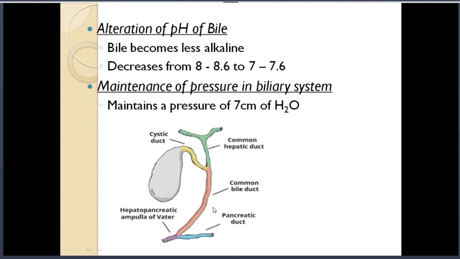So if we clamp the common bile duct here, the bile that is being secreted here is getting stored in the gallbladder. The gallbladder on the other hand is reabsorbing the water content and decreasing the pressure that is present due to continuous flow of bile, and maintains it at 7 centimeter of H2O. So it causes the equalization of pressure.